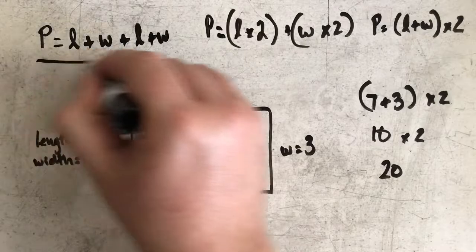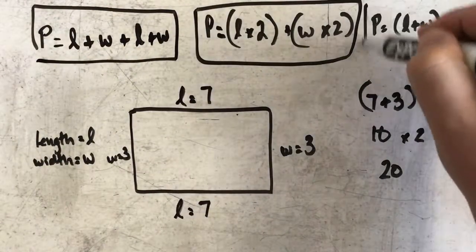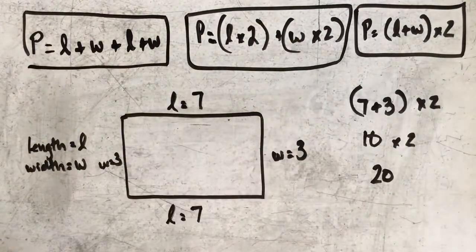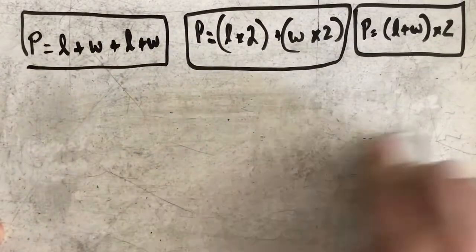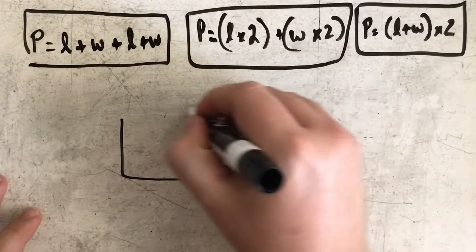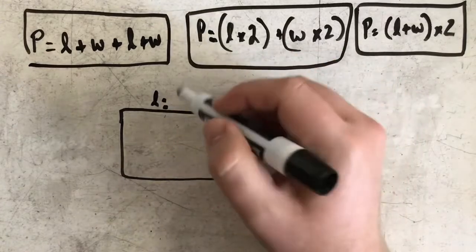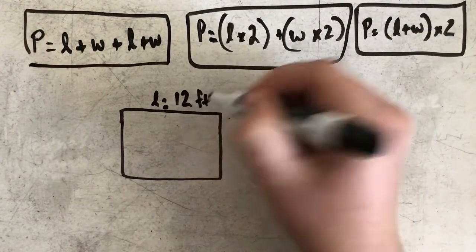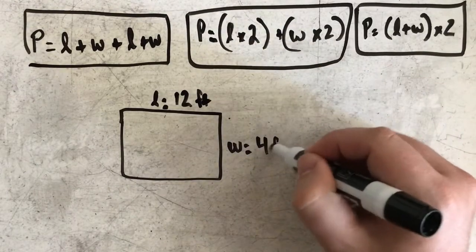So any of these three formulas will help you solve your perimeter problems. We'll do a few examples that use each one of those different formulas. Let's say we were talking about an object that had a length of 12 feet and a width of 4 feet.